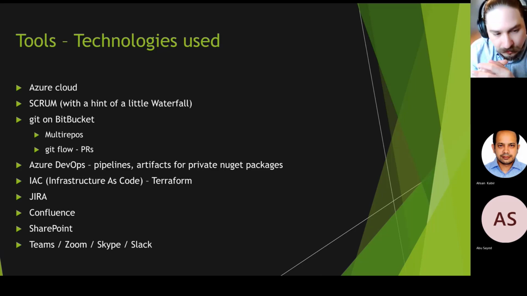Okay, so we use Git flow. We do pull request reviews and all the stuff that you might be familiar with. Okay, we use DevOps. We use the pipelines, artifacts for the private NuGet packages. So common code is packaged into NuGet packages that we are hosting for ourselves in our private repository.